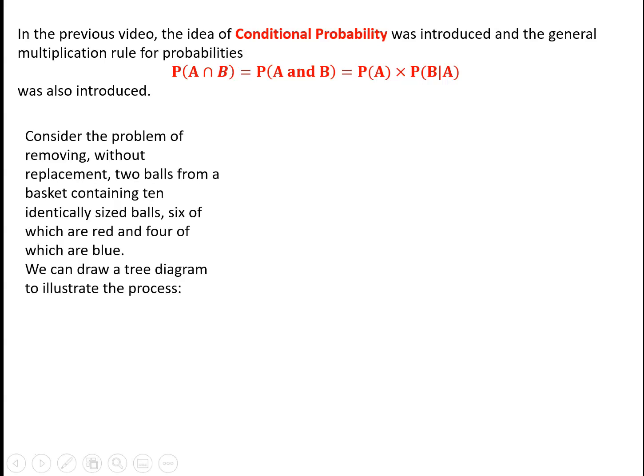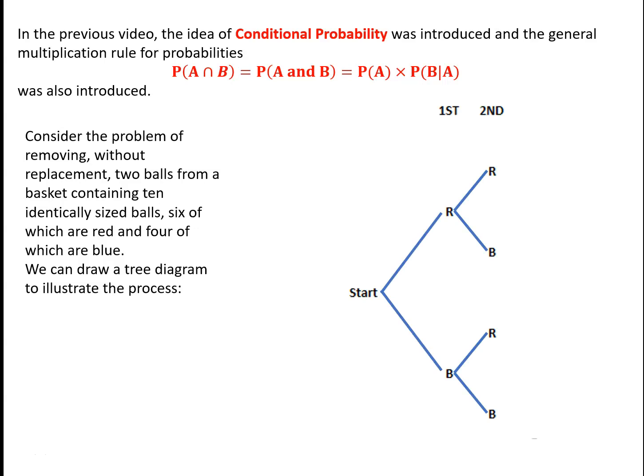So we're now going to consider the problem of removing without replacement 2 balls from a basket containing 10 identically sized balls, 6 of which are coloured red and 4 of which are coloured blue. And we're used to the idea of drawing tree diagrams to illustrate a problem like this, to show how the experiment can continue. And we can put in the probabilities fairly easily. Probability the first ball will be red is 6 out of 10. The probability the first ball will be blue will be 4 out of 10.